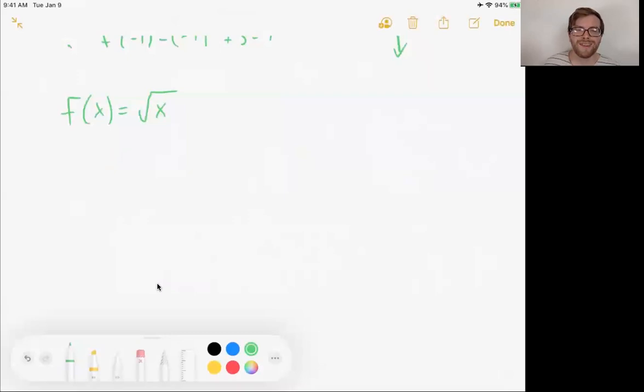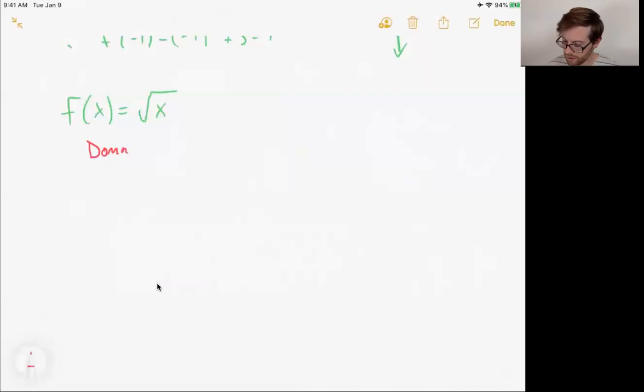So the inputs that I can possibly put into this function, remember that's the domain. The domain of this function is just that the inputs got to be greater than or equal to 0. So x has got to be greater than or equal to 0. That's this function's domain. It's the only things that it'll work on are numbers greater than or equal to 0.